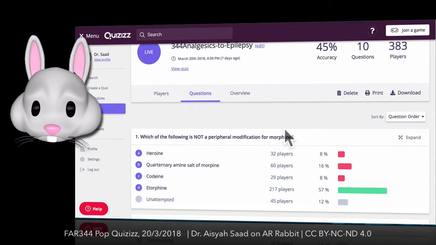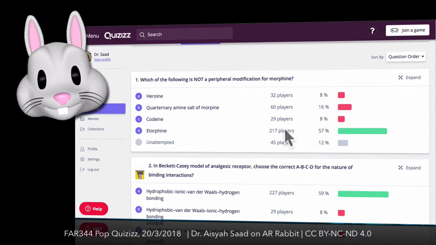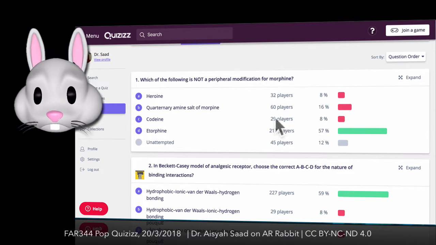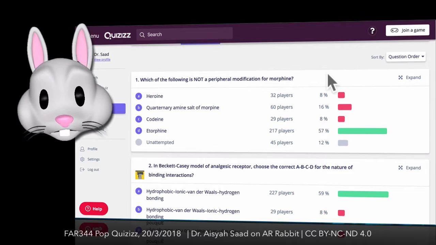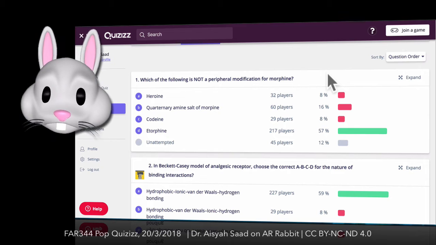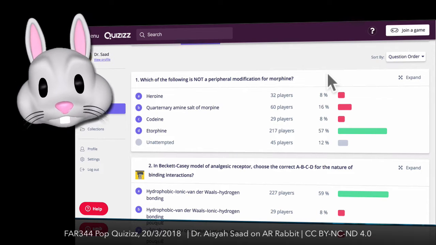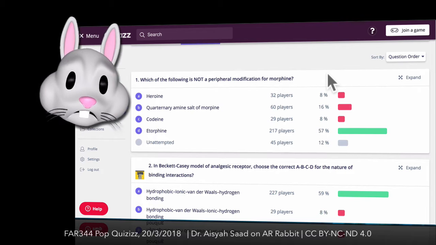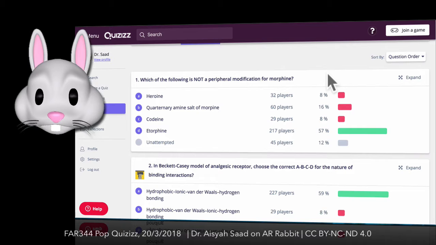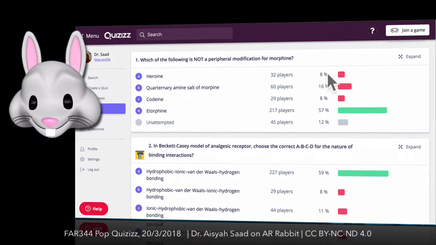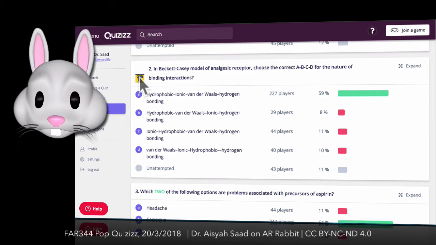So the first one is about which of the following is not a peripheral modification for morphine. If you have a look at the names of all these, heroin, quaternary codeine, these are peripheral modifications. The only thing that's different here is etorphine, which is the ring modification.